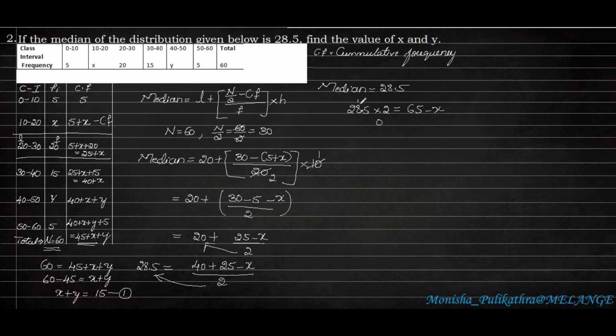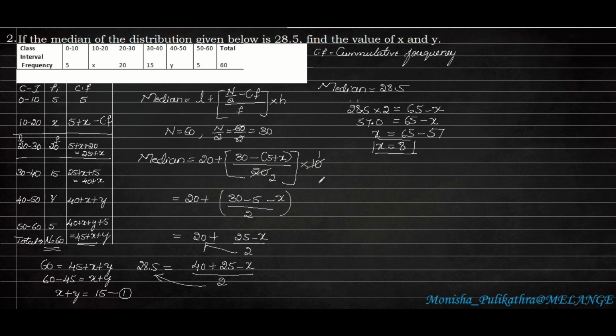So 2 5s are 10, 1 carry, 2 8s are 16 plus 1 is 17, 2 2s are 4 plus 1 is 5. After one digit a point should be there. So 57 equals 65 minus x. In the next step I will be taking x to this side and 57 to the right hand side. So 65 minus 57, the value of x will be 8.